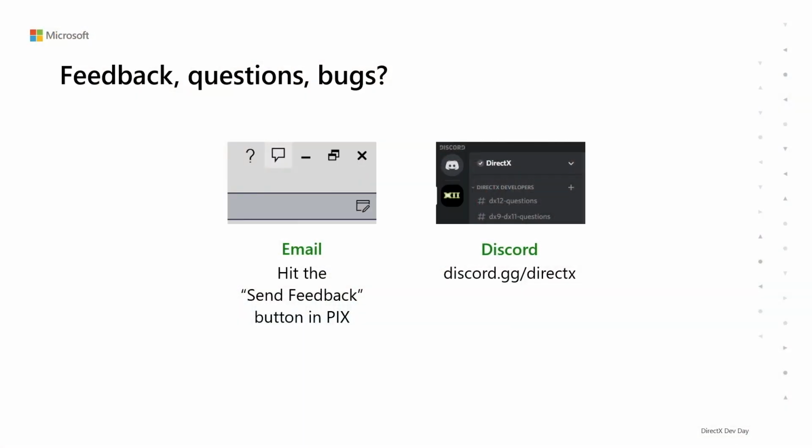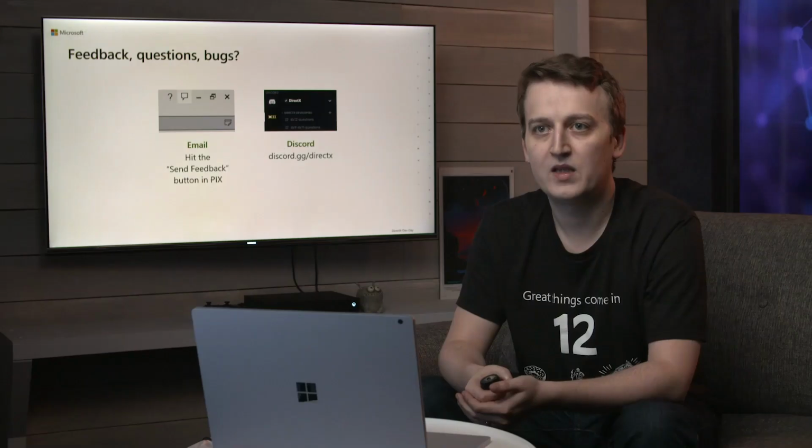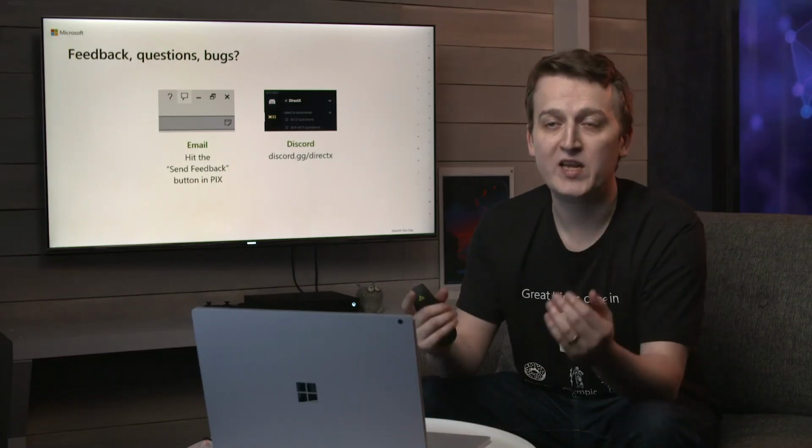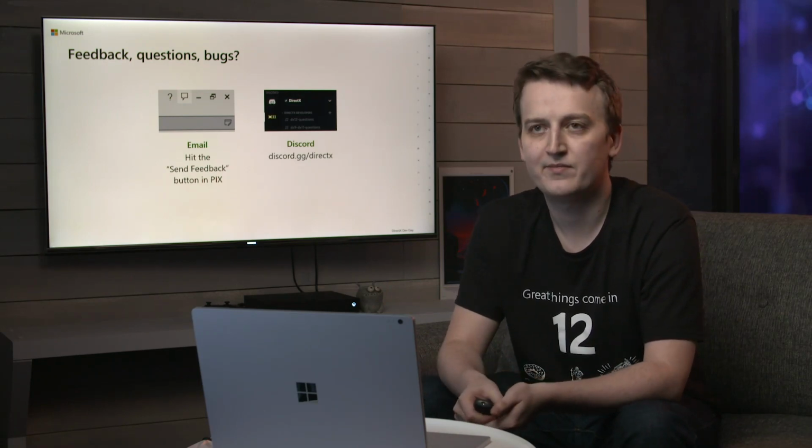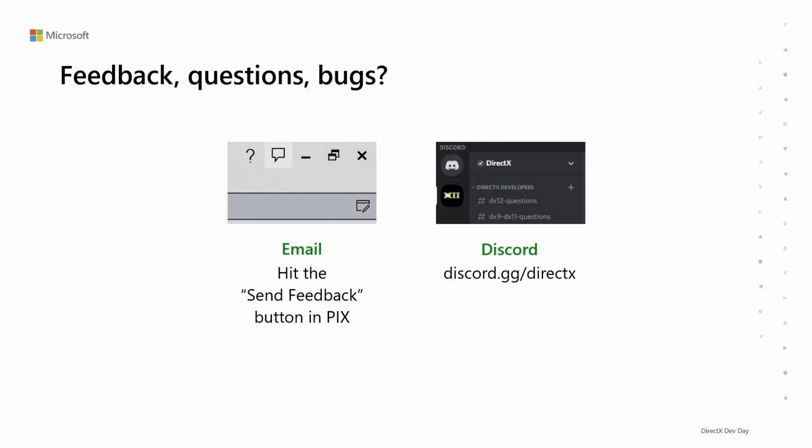Now, if you have any other feedback about PIX that you would like to share, or if you experience any issues with PIX, then please feel free to reach out to us. These are the two best ways to reach us. Firstly, there's the Send Feedback button in the PIX UI. It's this speech bubble icon in the top right-hand corner. When you click on that, it will open up a new email that you can fill in with any details or information that you want to share with us. The second way is the DirectX Discord server, which we're very active on, and there's even a dedicated PIX channel on there for you to reach out to us.